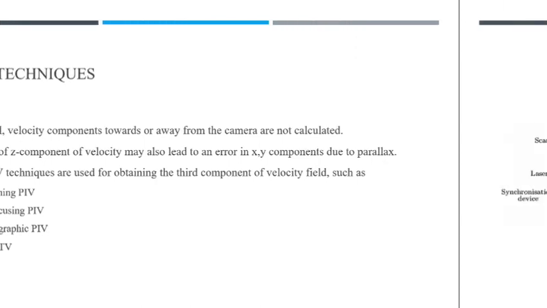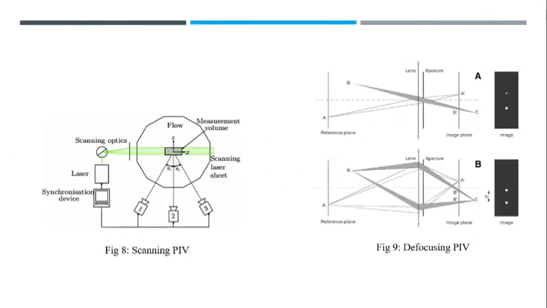In the next slide, the picture of scanning PIV and defocusing PIV. In scanning PIV, we see that here is the laser and scanning optics. Here mentioned are flow, measurement volume, scanning mirror, synchronization device.